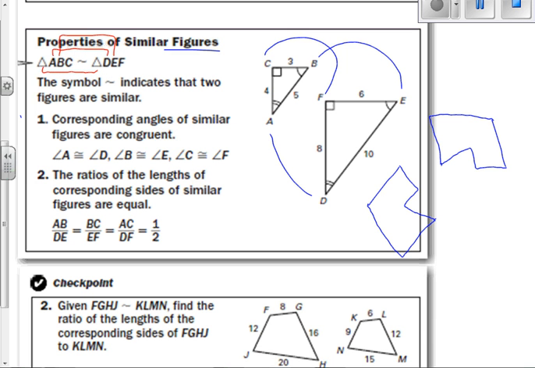If I look at AB, let me move this back. Yeah, there you go. If I look at line segment AB, where's AB? AB's right here. So if I look at that line segment, I know that it corresponds to DE, okay? And then if I look at BC, that corresponds to EF. So BC corresponds to EF.